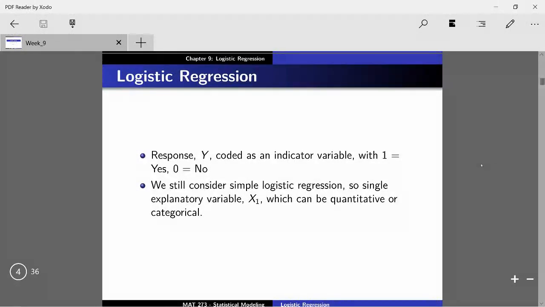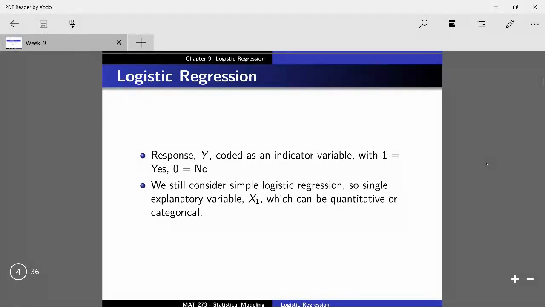And specifically, how R or other software treats this logistic regression problem is that we have a response variable that's coded as being 1 for the event occurring or 0 for it not occurring. So for example, we could model the chance of an email being spam or not, where the email being spam corresponds to y being equal to 1, and the email not being spam corresponds to y being equal to 0.